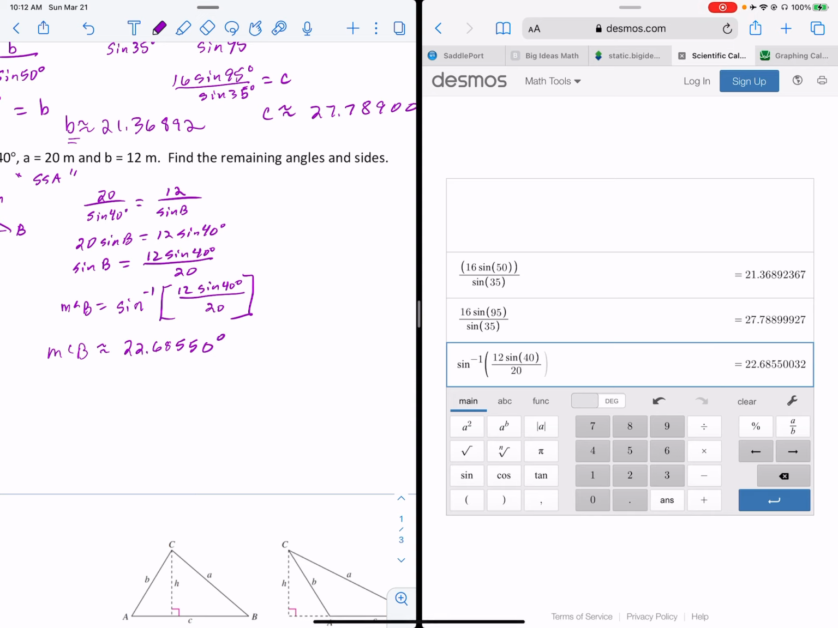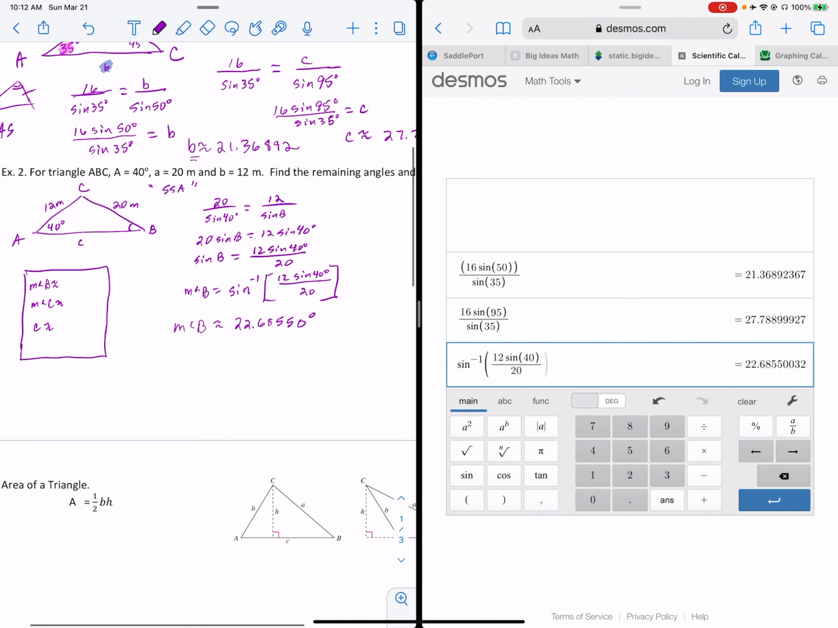All right, then to find the measure of angle C, now that we know 2 angles, we can find the measure of angle C, but it is approximate, by taking 180 degrees minus the 40 degrees and minus this 22.68550 degrees. And if you work that out, you're going to get 117.31450 degrees. And then I'm going to use that 117 degrees to find the length of side C.